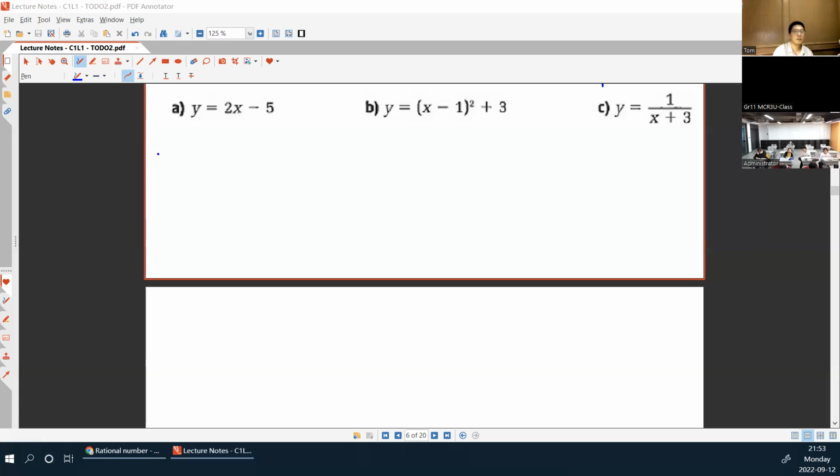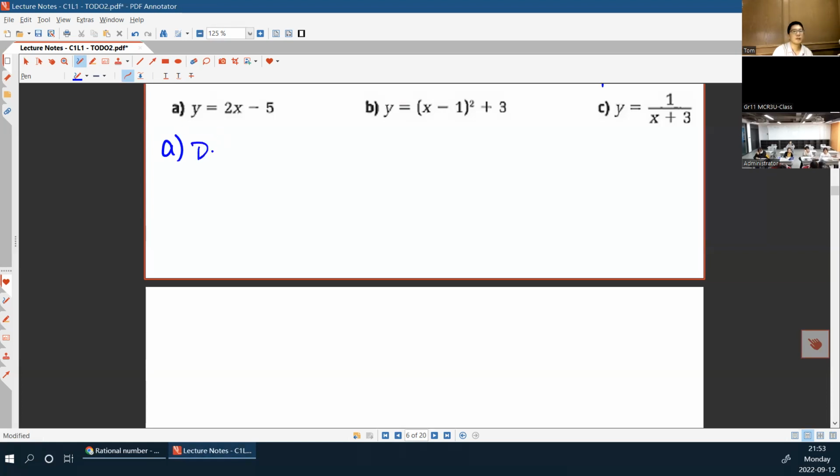All right, let's do this together. The first question, let's consider the domain first. Domain is all possible values of x. Are there any limitations for x? Apparently there are none. So the domain is the whole real number set. And if not specified, in this whole course, please consider questions in the real number set. The assumption is we only consider problems in the real number set in this course. And how about the range? When x is any arbitrary real number, then 2x is also any real number, and -5 can also be any real number. Therefore, the range is also the whole real number set.